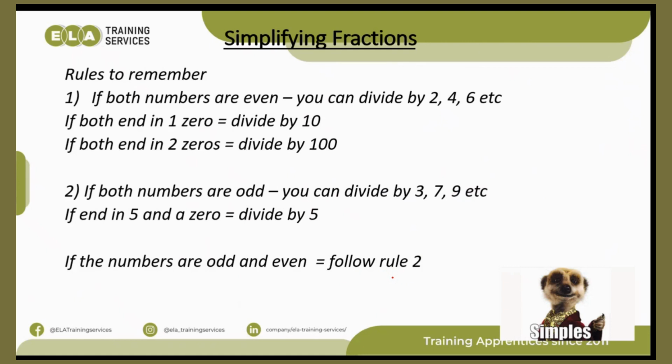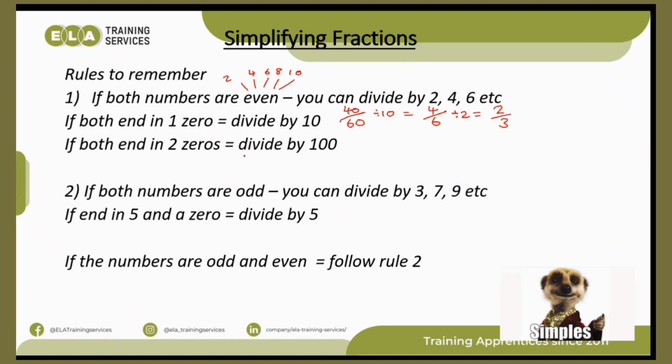Okay, now there are some cool and tricky ways to help you remember, so some top tips for simplifying fractions. So rules to remember. If both numbers are even, so for example 2, 4, 6, 8, 10, you can divide by 2. If both end in 0, you can divide by 10. So for example 40 over 60, divide by 10, would then be 4 over 6. They are both even, so you can divide by 2, which then gives you 2 over 3.